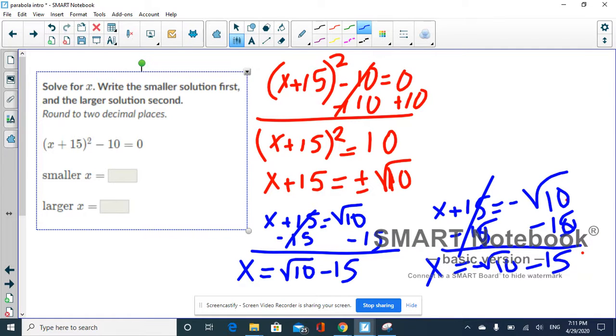What do you think, which one is smaller? Root 10 minus 15 or negative root 10 minus 15? Yes, of course this one is the smaller: negative root 10 minus 15, and the larger will be root 10 minus 15.